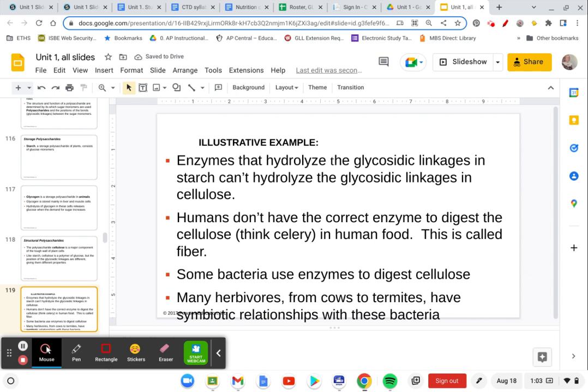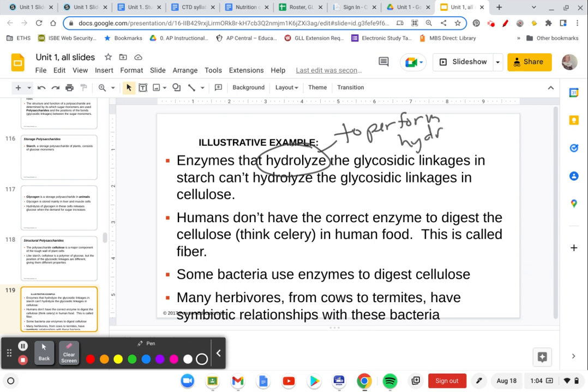Okay, illustrative example. Whenever I use the term illustrative example, I'm talking about things that if they ask you about carbohydrates on a test, and you use this particular example, you'd be golden for that particular essay prompt. So, enzymes that hydrolyze. Hydrolyze is a fancy word for saying to perform hydrolysis. When you perform hydrolysis, you are hydrolyzing something.